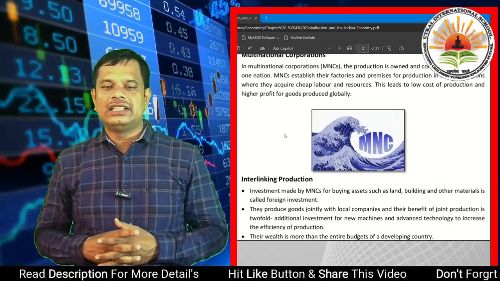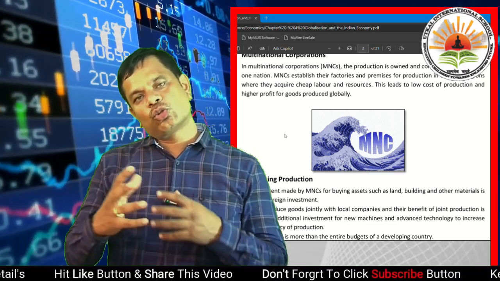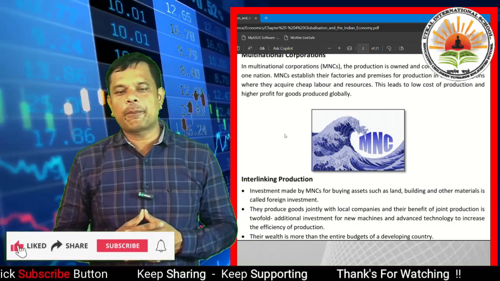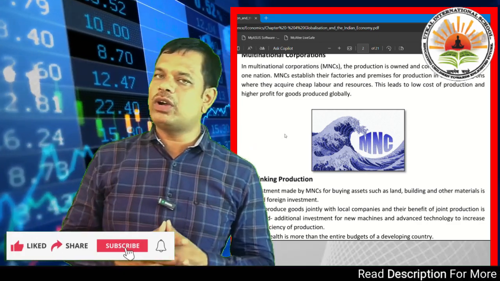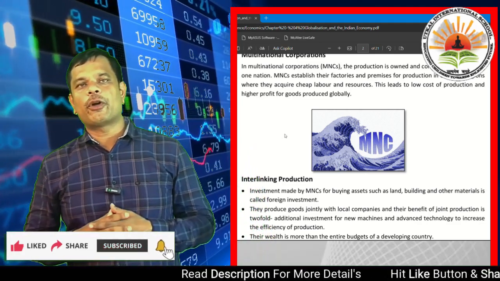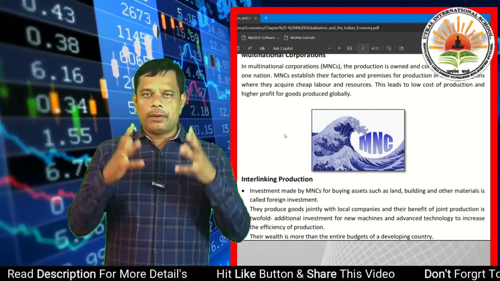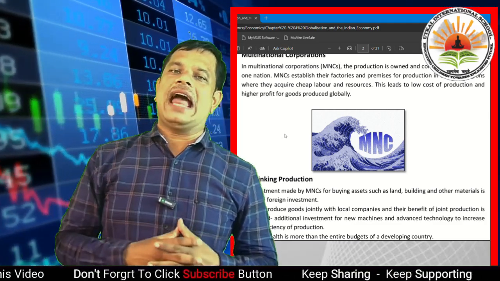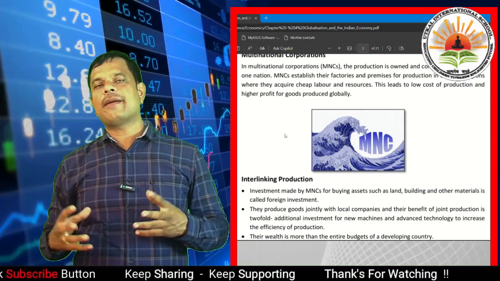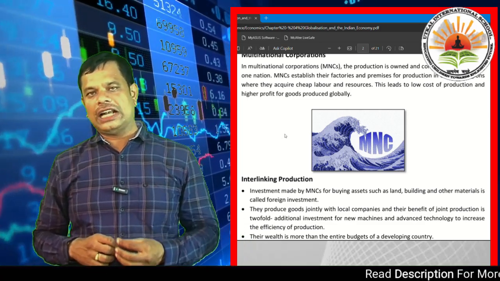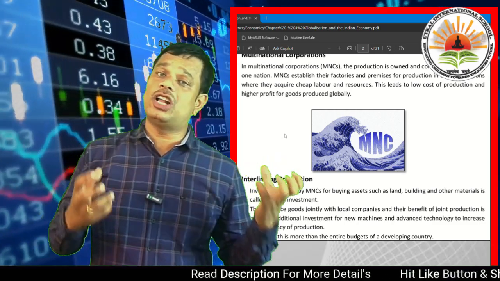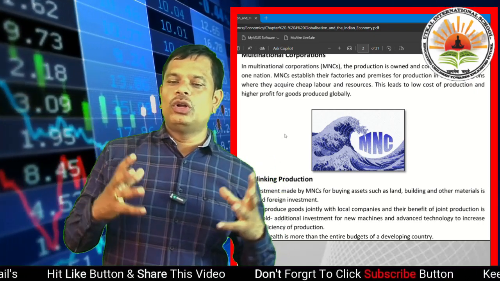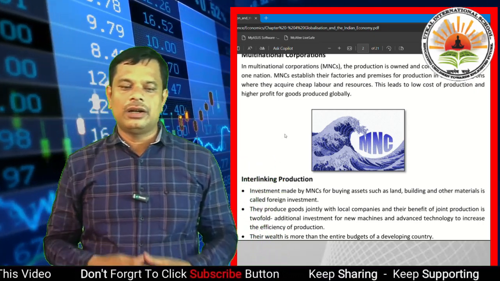So if they hire cheap labor and resources, they can compete with low-cost production and earn higher profit on goods produced globally. For example, for an established cement factory, water is the main resource. If they put their plant near a river, they collect the water at low cost, which affects the cost of cement. So the region provides labor and resources that lead to low cost production and higher profit.